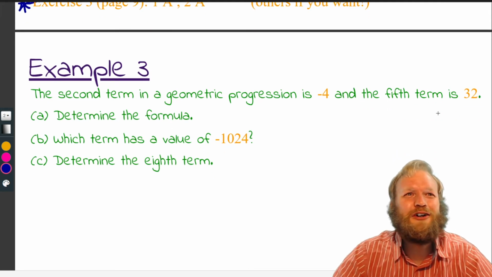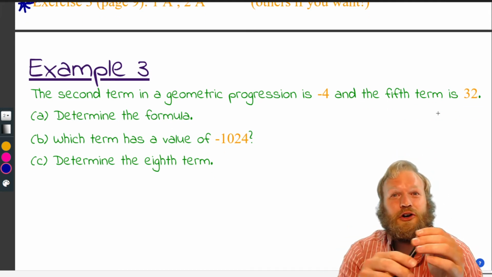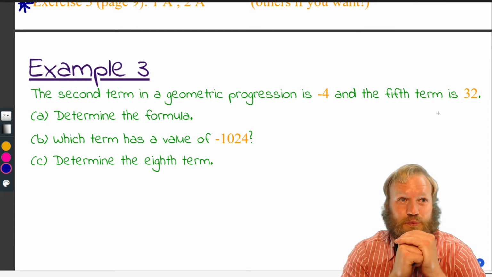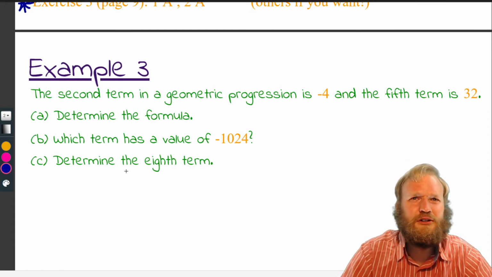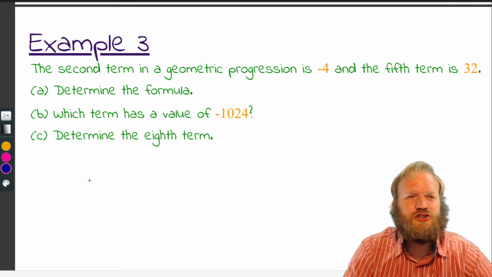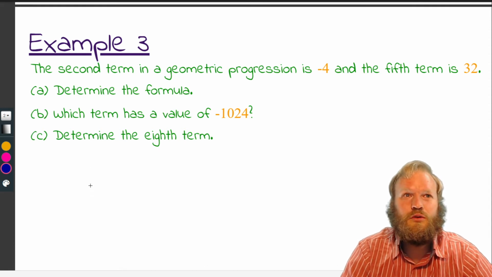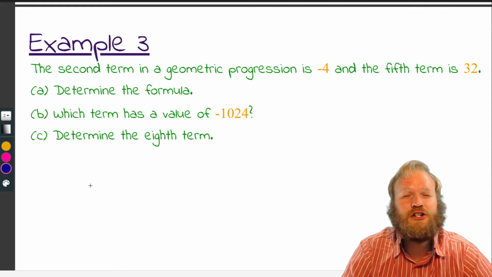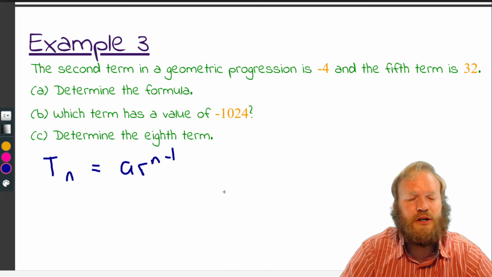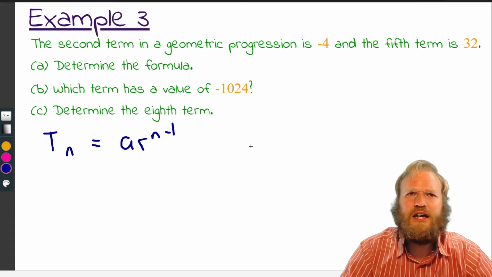So example 3. The second term in a geometric progression is -4, and the 5th term is 32. Determine the formula. Now, what's our general formula for geometric progressions? Well, I know that Tn equals AR to the n minus 1. Okay, so let's see how we can use this.